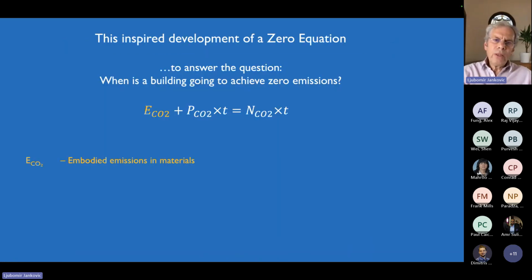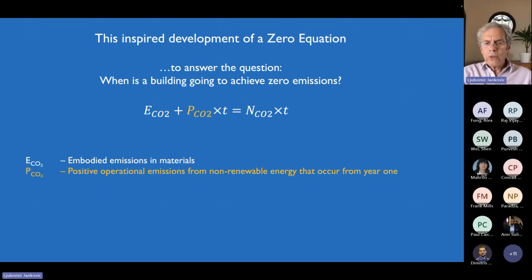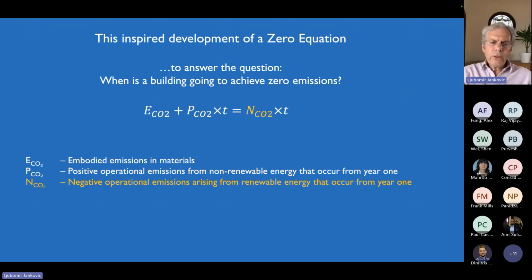So that inspired me to develop a zero equation to answer the question, when is a building going to achieve zero emissions? The first term of the equation is embodied emissions in materials. The second term is positive operational emissions from non-renewable energy that occur from year one. And the third term is negative operational emissions arising from renewable energy that occurred from year one. And T is time in years when zero emissions are going to be reached.